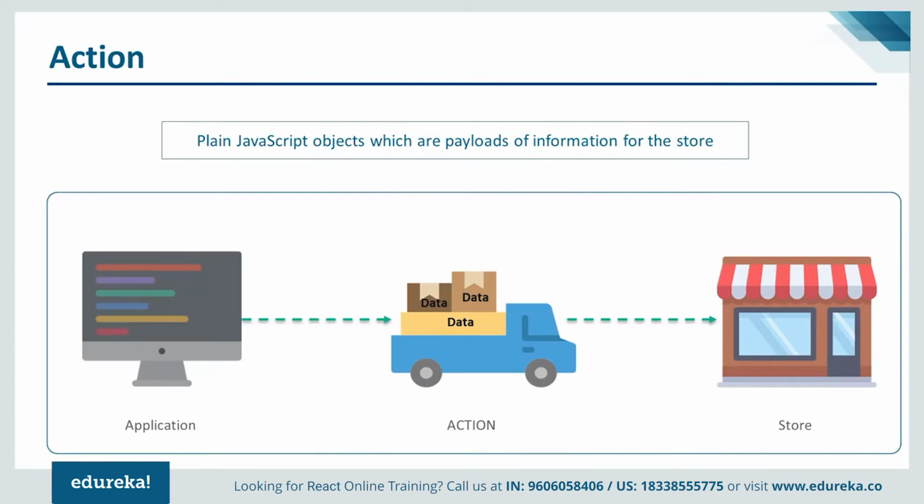An action is a plain JavaScript object, which is a payload of information for the store. As you can see in this slide, if this is the application, now the action is the payload, as I have shown with a truck diagram. This is holding the information, the payload of information for the store. As I mentioned earlier, the store is taking data from the action. So what is an action? Actions are plain JavaScript objects which are payloads of information for the store.